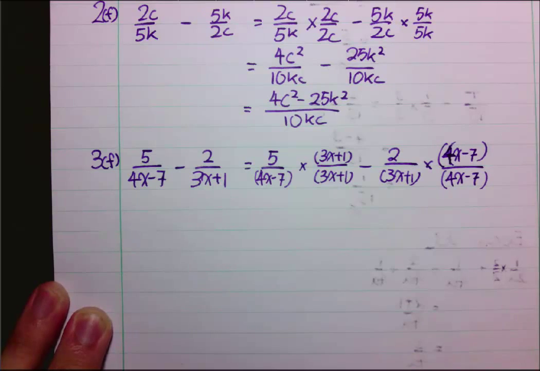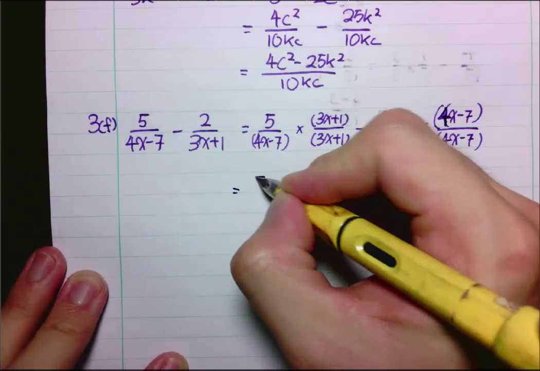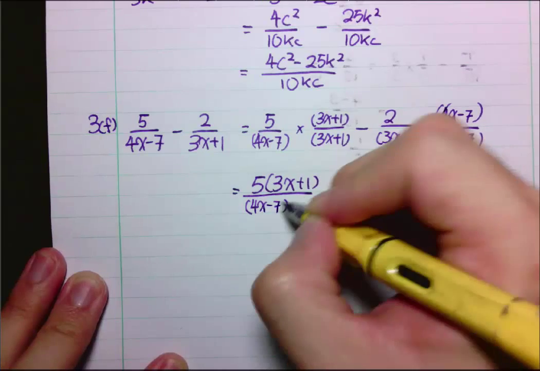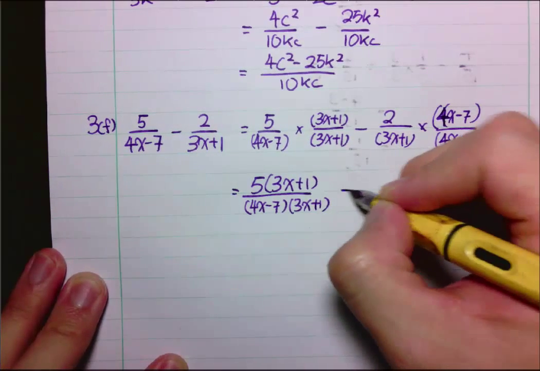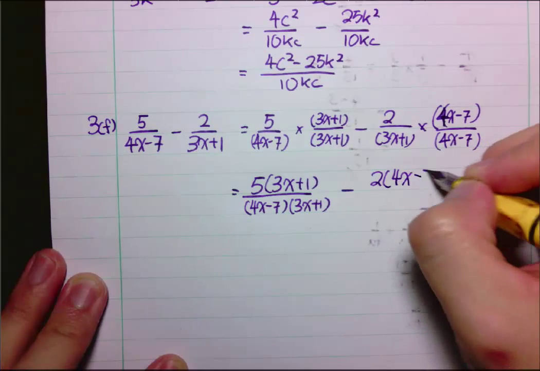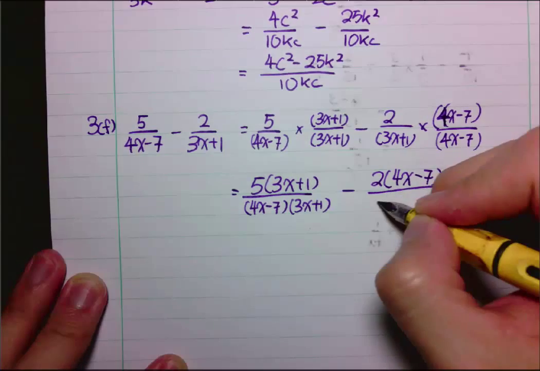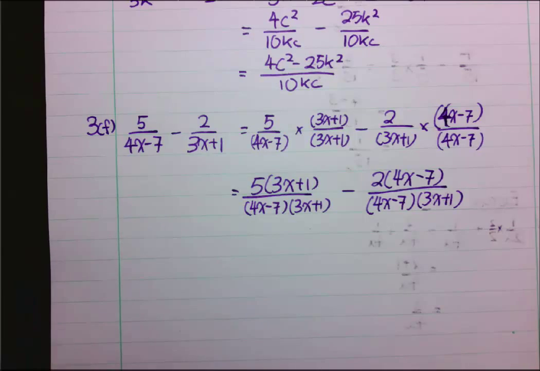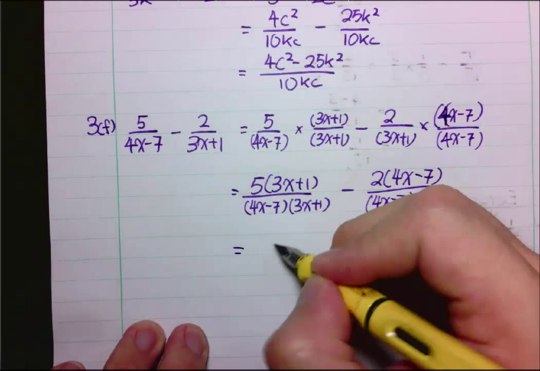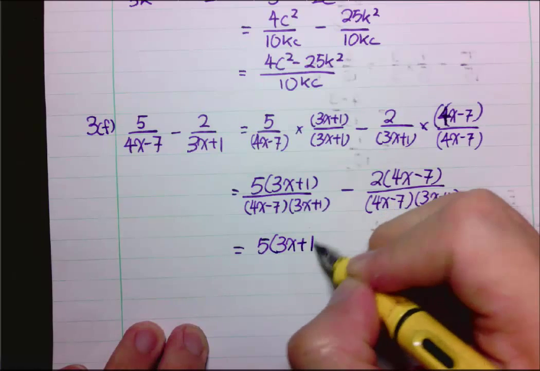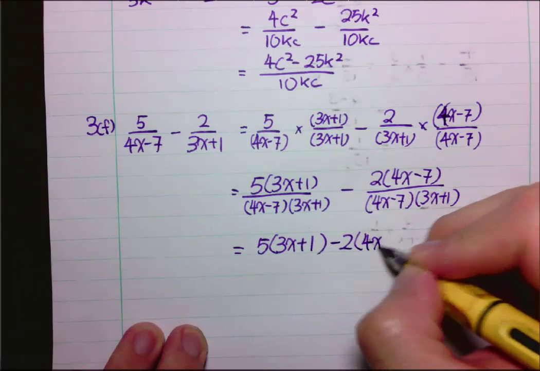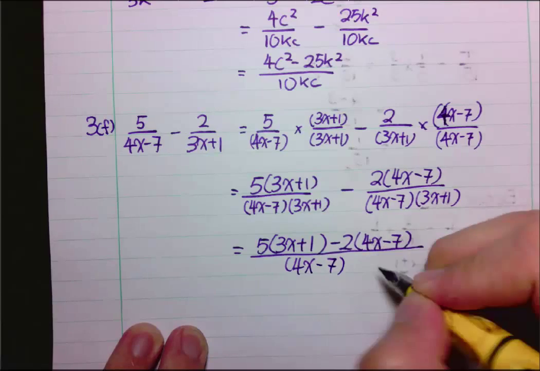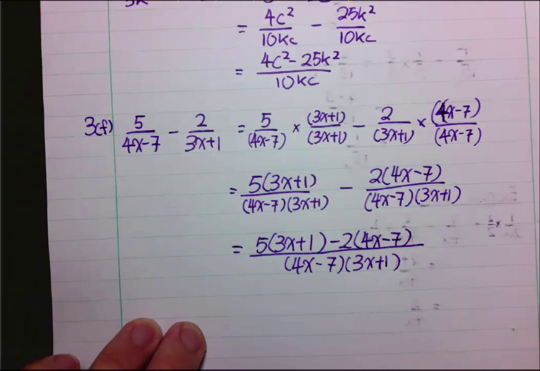Then what I have here is 5 times 3x plus 1 over 4x minus 7, 3x plus 1, minus 2 times 4x minus 7 over 4x minus 7 times 3x plus 1. I've created the common denominator here. You combine the fractions now, and what we get is 5 times 3x plus 1 minus 2 times 4x minus 7 over 4x minus 7 times 3x plus 1.